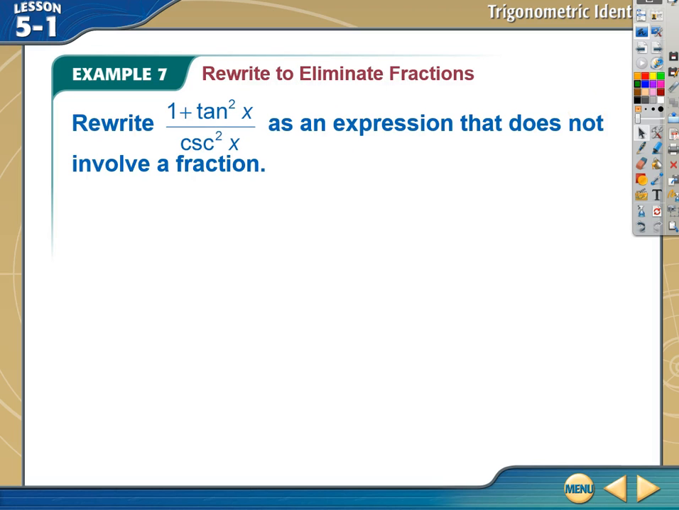So here we go. Rewrite that as an expression that does not involve fractions. All of a sudden you go, hey, 1 plus the tangent squared x. Hey, wait a second. 1 plus tangent squared, that's got to be some type of identity up there with those Pythagorean theorems. So I looked that up. You betcha it is. So that's where I had that whole 1 plus tangent squared of x is equal to the secant squared of x.